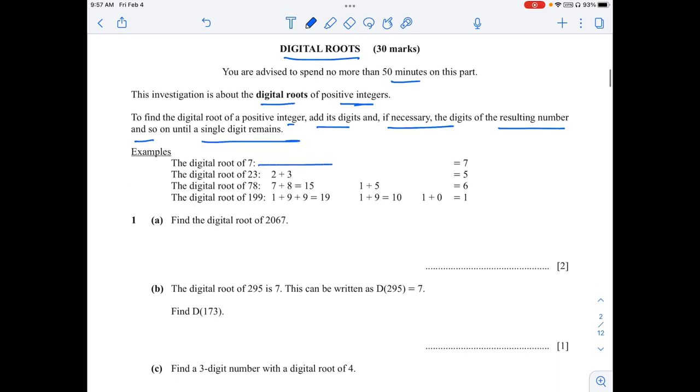So for 7 it is directly 7. For 23 you have to add 2 and 3. For 78 you add 7 and 8, you get 15. For 15 again you add 1 and 5, you get 6. For 199, add the digits, you get 19. Then again add 1 and 9, you get 10. Then again add 1 and 0, you get 1.